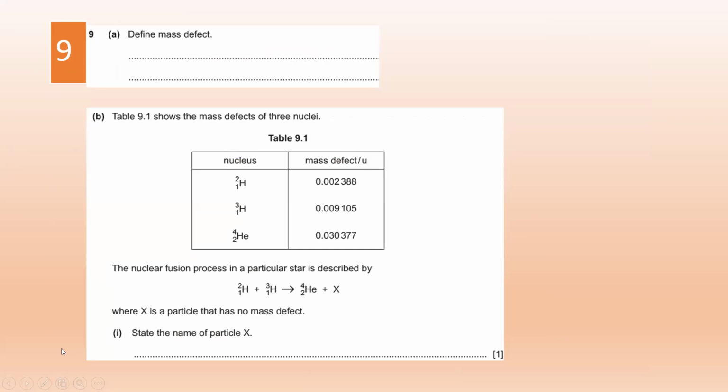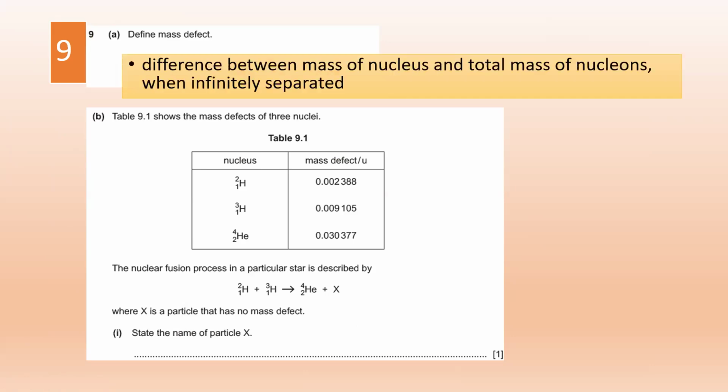Okay, define mass defect. Difference between mass of nucleus and total mass of nucleons. Difference between mass of nucleus and total mass of nucleons when infinitely separated.